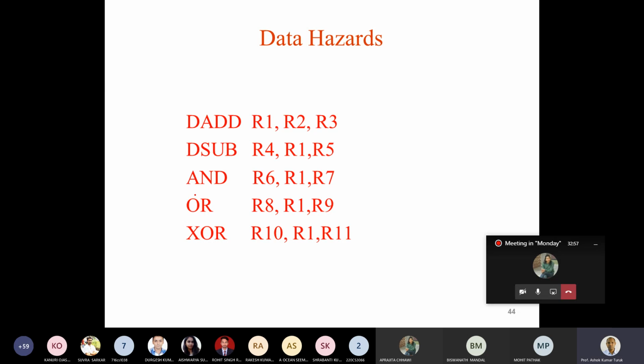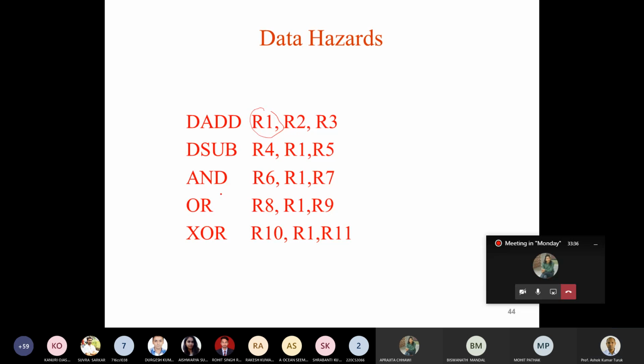Now let's look at the next 4 instructions. The subtract instruction depends on the result of the add instruction. It's reading the register R1, and the add instruction is writing to the register R1. So there is a read and write dependence. The AND instruction is also reading the content of the register R1, which is to be written by the add instruction. So the AND also depends on the add instruction, and OR also needs R1. So OR also depends on the add instruction. XOR also reads R1, so XOR also depends on the add instruction.